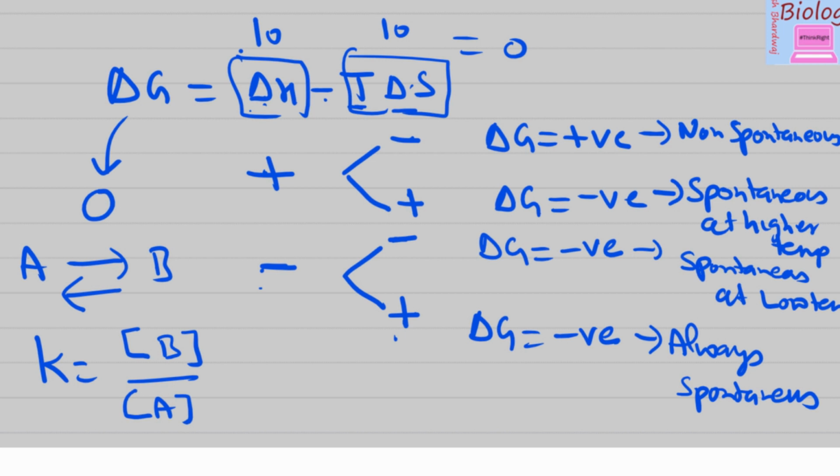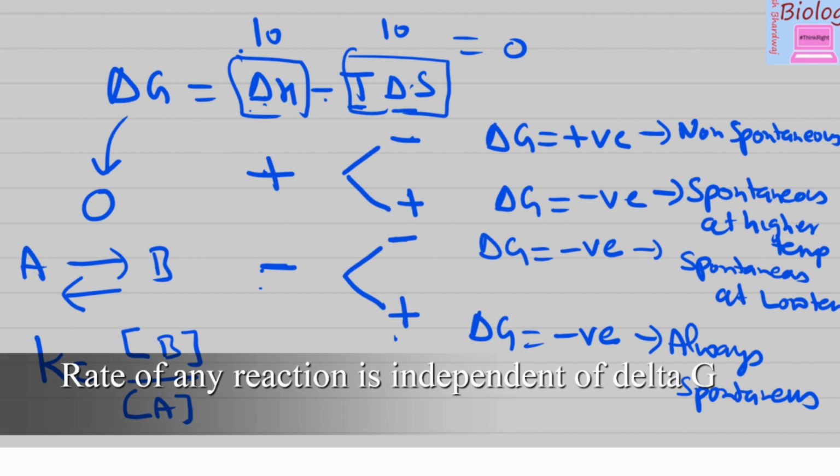Another important point you must remember: in case delta G is negative, the reaction is spontaneous, but it doesn't mean that if a reaction has a much higher negative value, it is going to proceed faster and faster. There is no relation between the negative delta G value and the rate of reaction. Always remember, the rate of reaction is independent of the value of delta G.